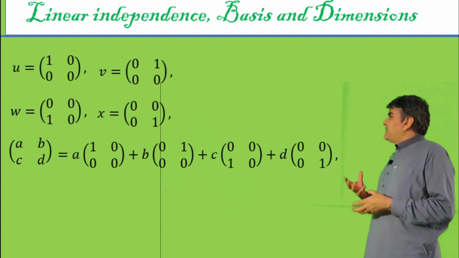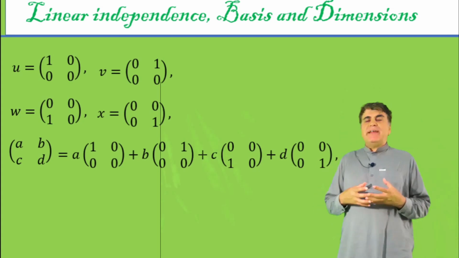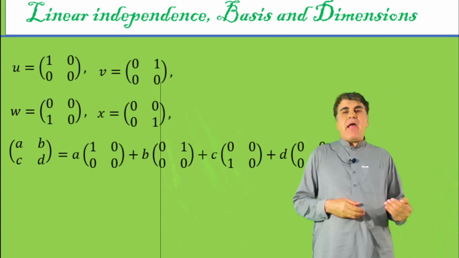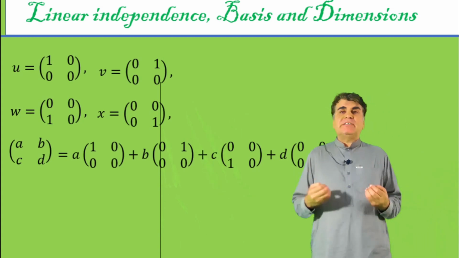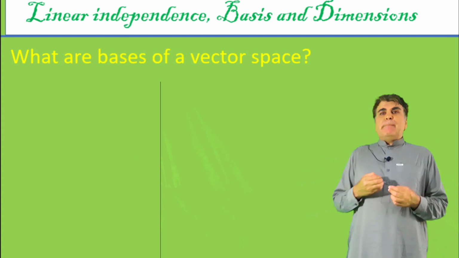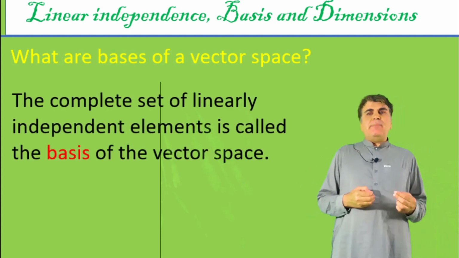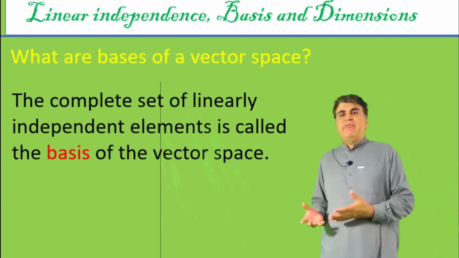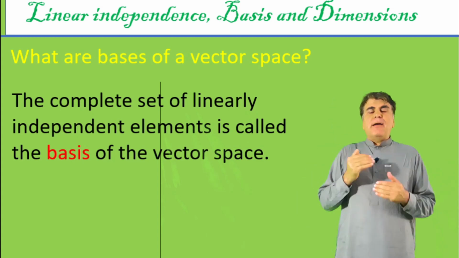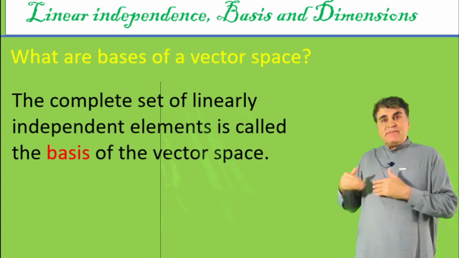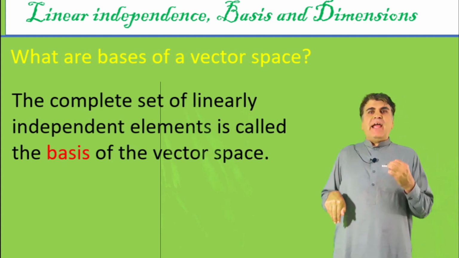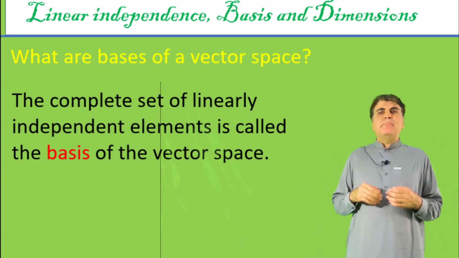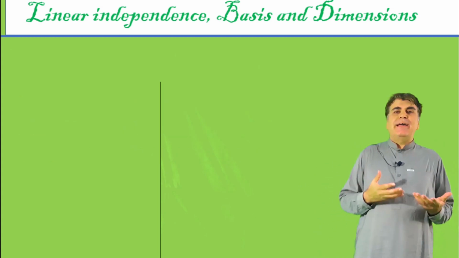So with the concepts of dependent and independent elements, we can now go to define the basis and the dimension of a vector space. The complete set of these linearly independent elements is in fact called the basis of a vector space. They are called bases because, as we saw previously, every other element can be expressed through different linear combinations of these independent elements.